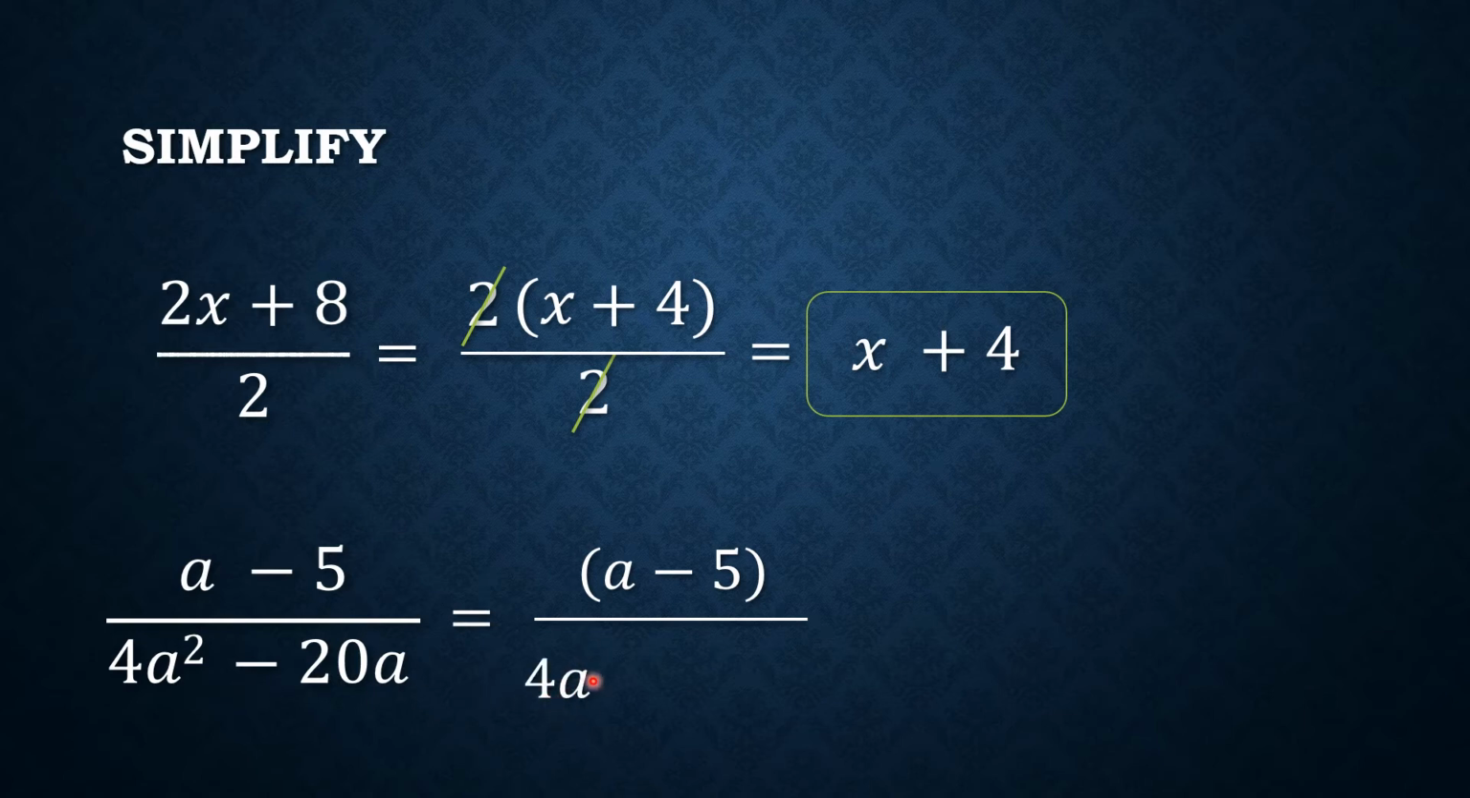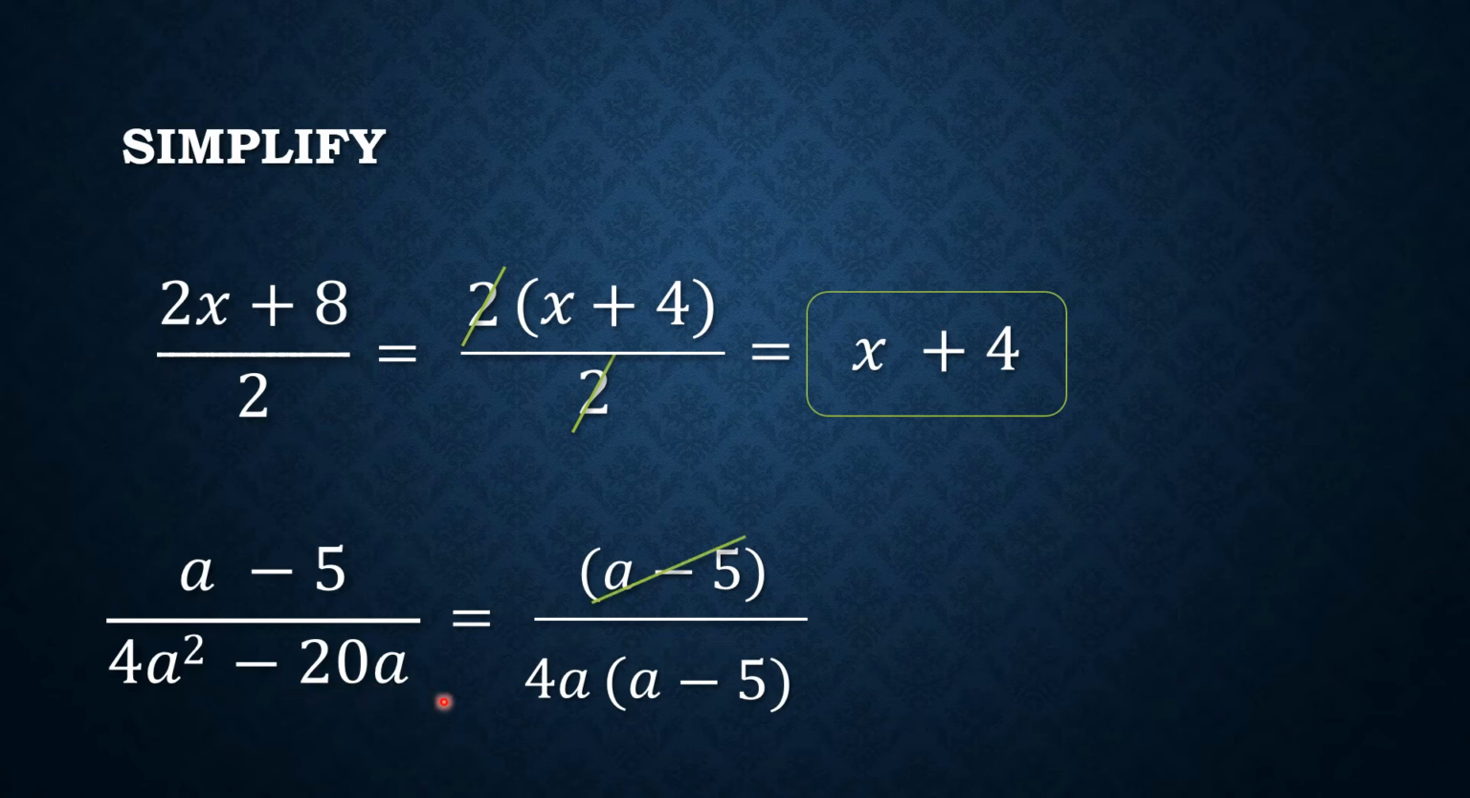So, pwede natin i-factor si 4a. Since a is the common variable, and then the GCF of 4 and 20 ay 4. So, 4a squared divided by 4a is a, since 4a times a is 4a squared. Negative 20a divided by 4a is negative 5, since 4a times negative 5 is negative 20a.